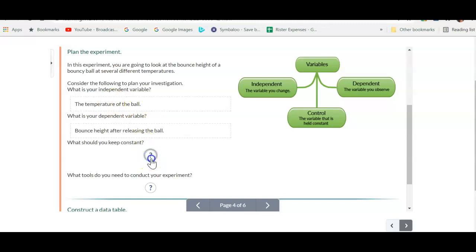What should we keep constant? We know that the height from which the ball is released and the type of ball we use should be kept constant. And what tools do we need to conduct our experiment? We need a meter stick or a metric ruler. So if you're talking about scientific tools, that's things like, do we need a beaker, a flask, a scale? In this case, we need a meter stick. So we did talk earlier about we need a bouncy ball, we need something to heat it, something to cool it. But the most basic answer, the scientific tool we need is a meter stick or something to measure with.